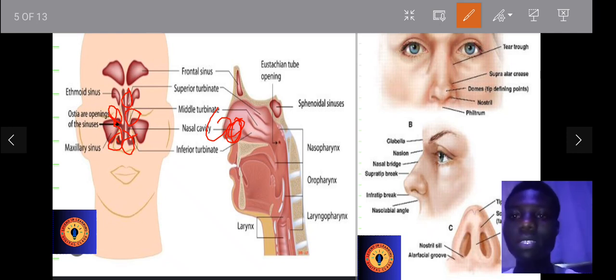So what we see here is the nasal septum, which divides the nostrils. That's the nasal septum. Now let's move on. You can see the larynx here, or the voice box.